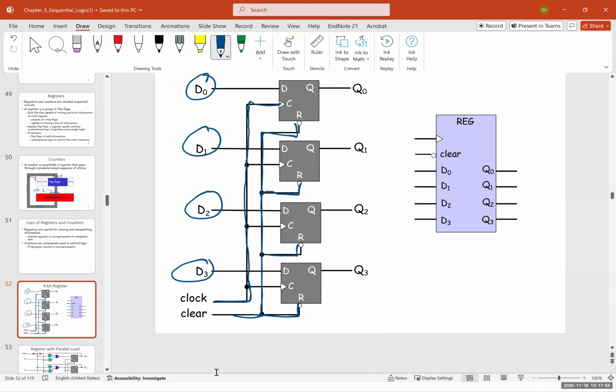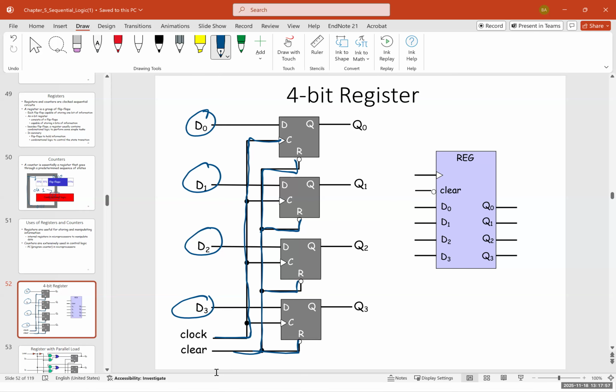So this is a 4-bit register. It can store 4 bits of data. For example, if D0, D1, D2, D3 are 1, 0, 1, 1 or 0, 1, 1, 0, it could store this number. And as long as we power it, by the way, this picture doesn't show the power, as long as we power these registers, it's going to keep the data.